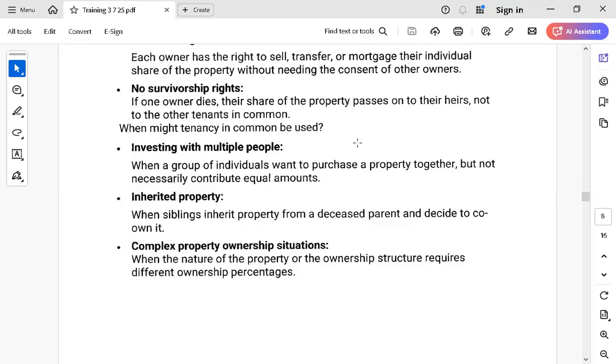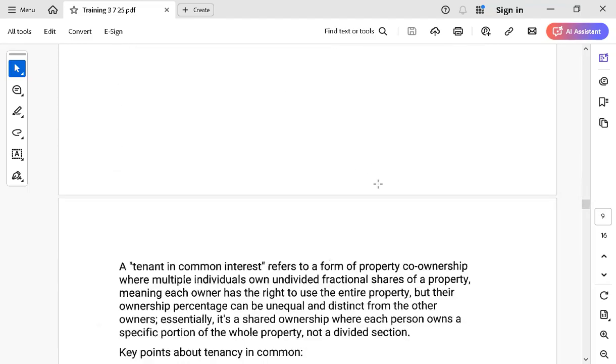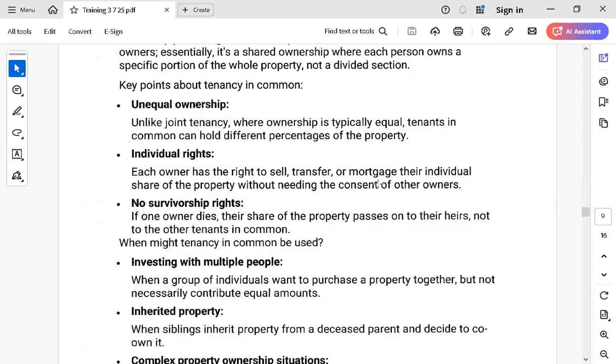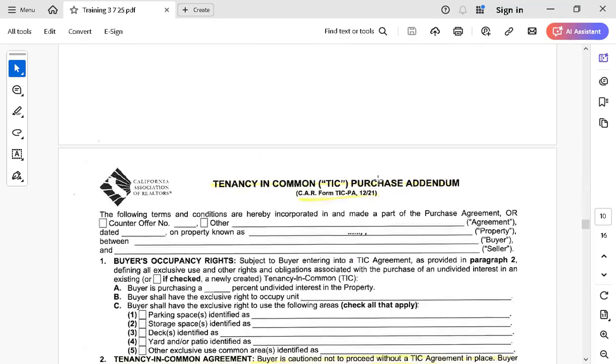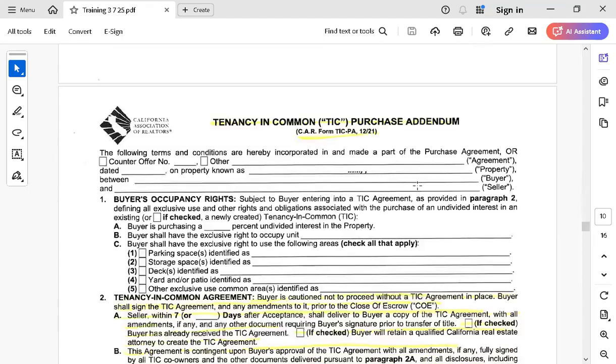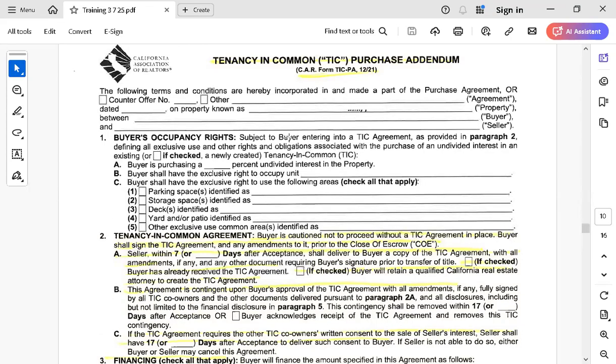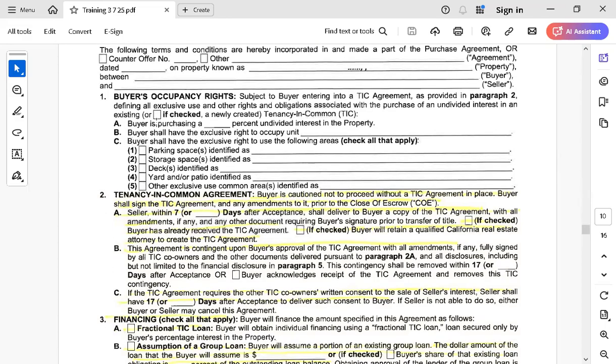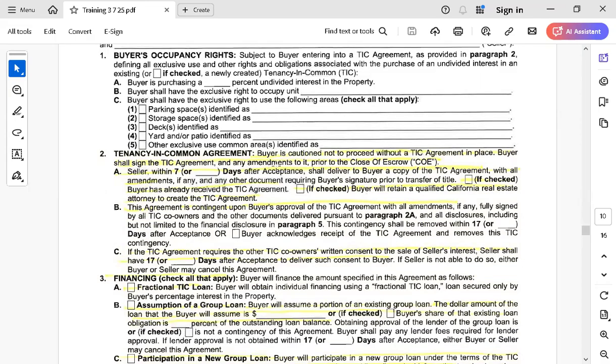Okay, so what might be used? I think in San Francisco, I was reading that they've done some conversions into condos on some large buildings, and those are all held in tenants in common. So if you haven't done this, come to Peter or I or Doug, and we will help you. I've never even been involved in a tenant in common sale, but nevertheless, tenancy in common purchase addendum. So the buyer's occupancy rights are here, and it's going to identify what they have that they can use. Do they have parking spaces, storage space, decks, etc.? Tenancy in common agreement.